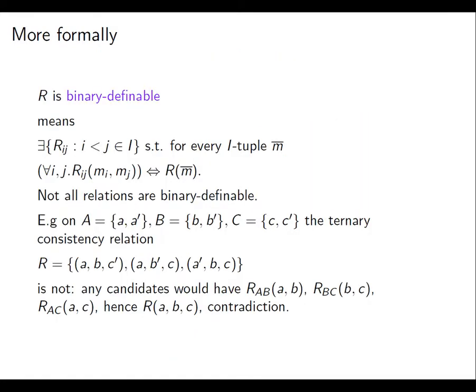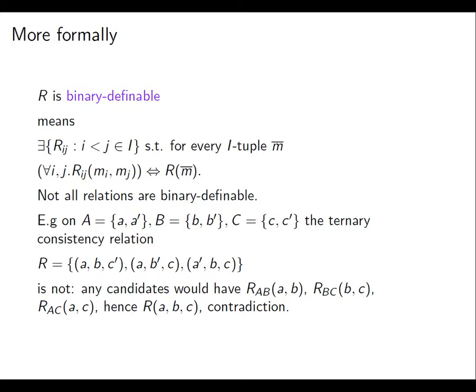Here it is in symbols, for those of you who prefer it that way. The key point here is that we don't control the requirements. So what we can say is that a multiary relation R, this is our given set of requirements, is going to be binary definable if and only if we can in fact find a collection of binary relations on the pairs of model sets which is logically equivalent to the original multiary relation in the sense that we saw. And the example that we just saw shows that not all relations are binary definable.